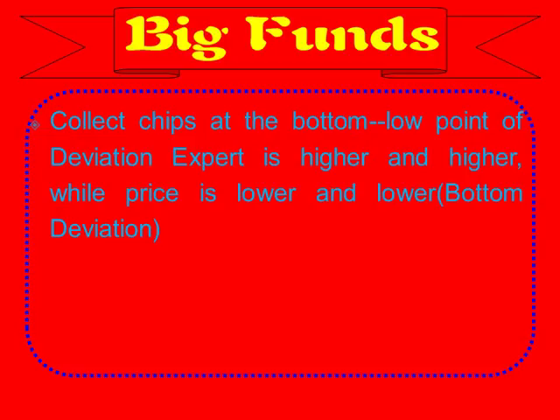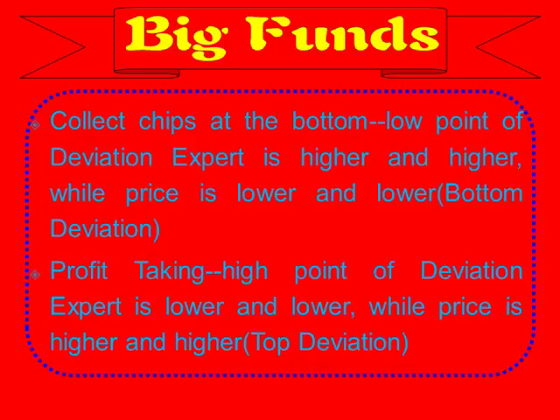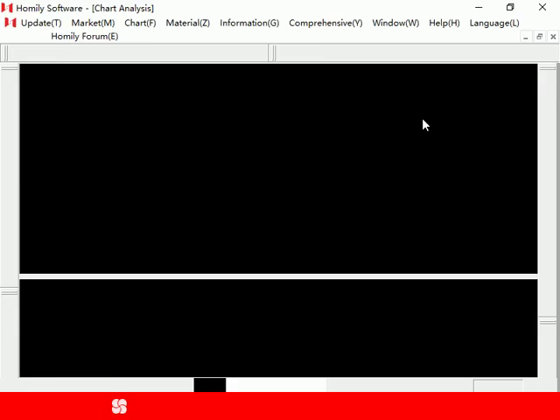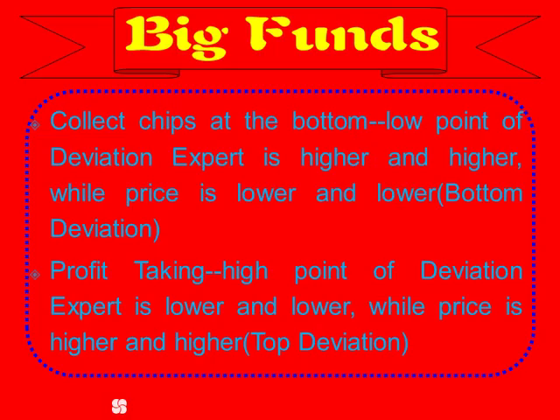Low point of deviation is higher and higher, while price is lower and lower. This is for the bottom deviation. So you should know, because most of you are our members, which method I will talk about, which is Futures Deviation Expert, okay? Firstly, collect the chips. Then you cannot keep for a long time. For big funds, they will take profit, okay? So for the profit taking, high point of deviation expert is lower and lower, and the price is higher and higher. This is the top deviation, okay? So we know what the bottom deviation or top deviation is. I will show you some conditions.